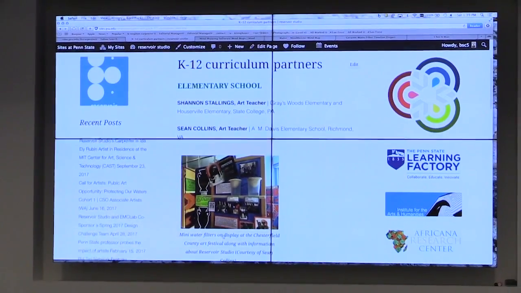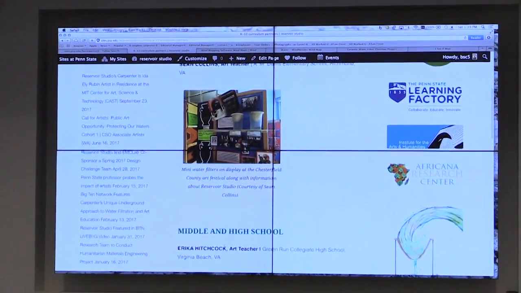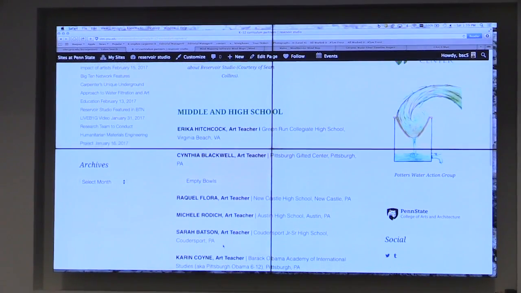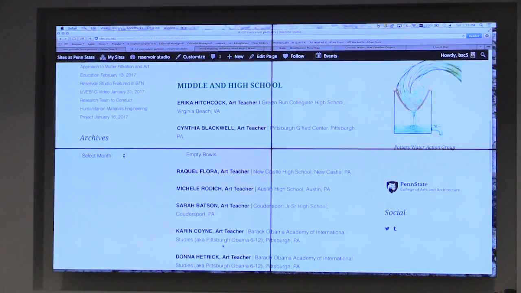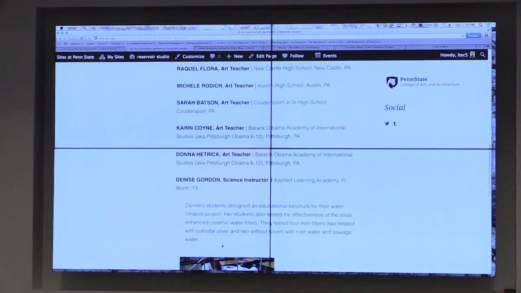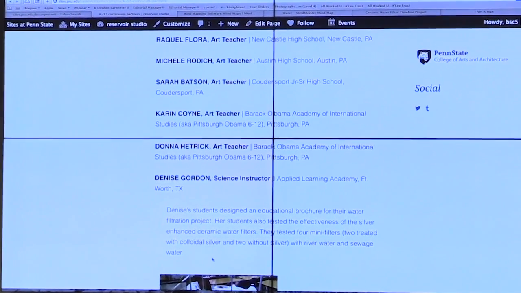This is a page from the Reservoir Studio, including names of the art teachers who have agreed to work with me or found interest or that have invited me to do water filter performances, but also work on curricula with them. And this list keeps growing. I haven't updated yet, but I have several others who have been interested.